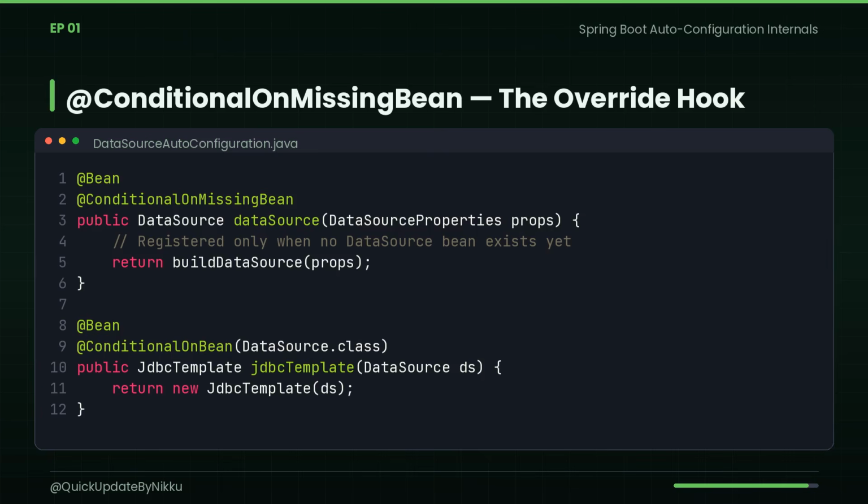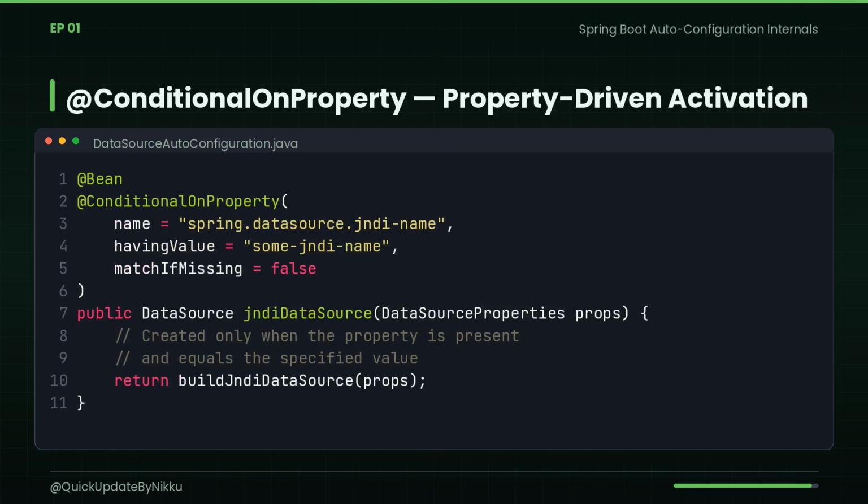@ConditionalOnBean is the positive counterpart. JdbcTemplate is only created when a DataSource is already present, which is the only case where it makes sense. @ConditionalOnProperty ties bean creation to the presence or value of an application property.